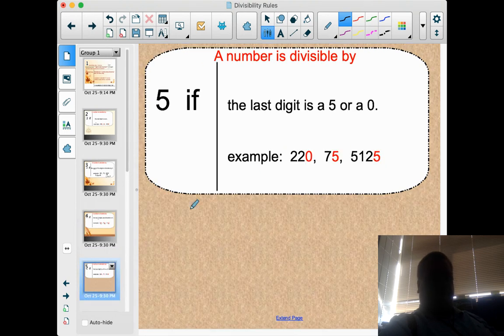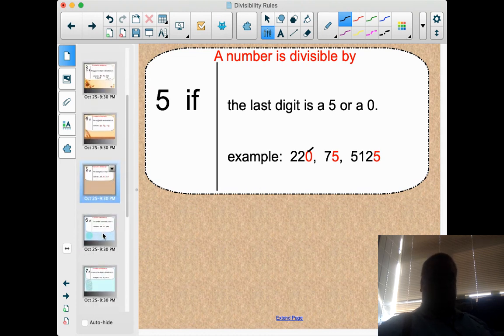Okay. 5, here's a pretty easy one. If the last digit is a 5 or a 0. Okay, so if it ends with a 0 or if it ends with a 5, in both cases, that means the number is divisible by 5. You might be noticing a pattern here of we're either adding up digits or we're just looking at the last number, and that's going to continue. Okay, so all these are divisible by 5.